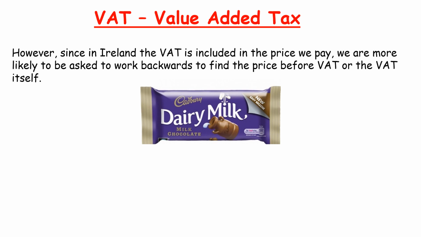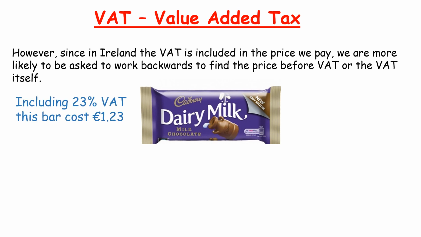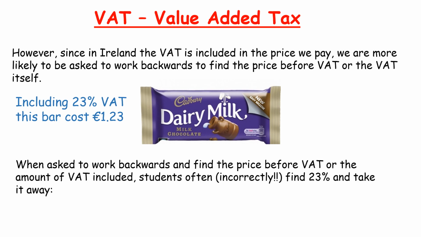Now, if I asked you, right, we go to the shop and we pay €1.23 for this bar of chocolate, how much VAT was included? Now, we have the same percentage, so it's 23% VAT. We know that the €1.23 includes 23%. So I suppose a very common way the students would approach this when we first started would be to say, let's find 23% and subtract it.